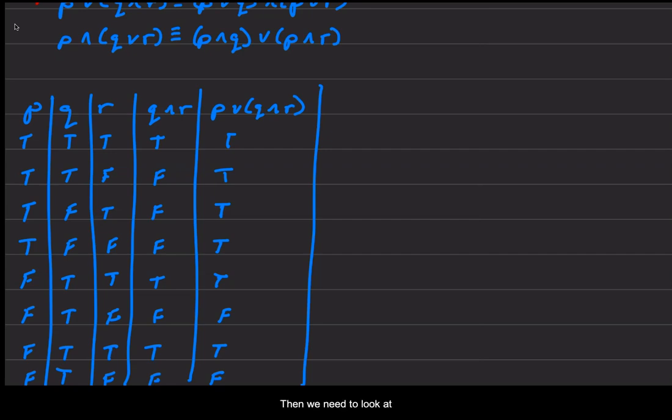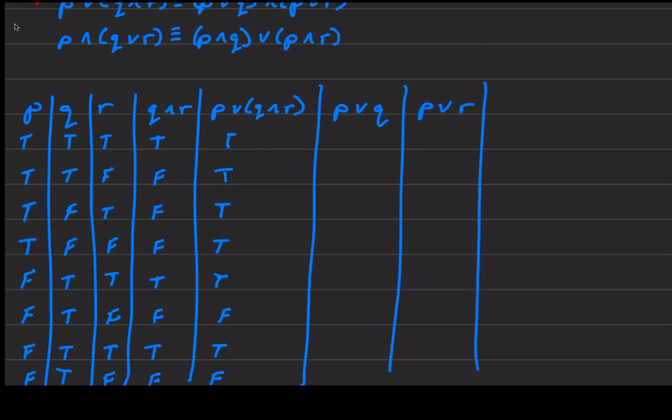Then we need to look at, next we need to look at P or Q. Then we'll look at P or R. And then finally we'll look at the P or Q column and the P or R column combined.